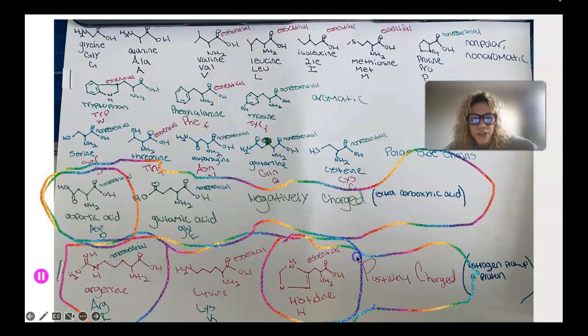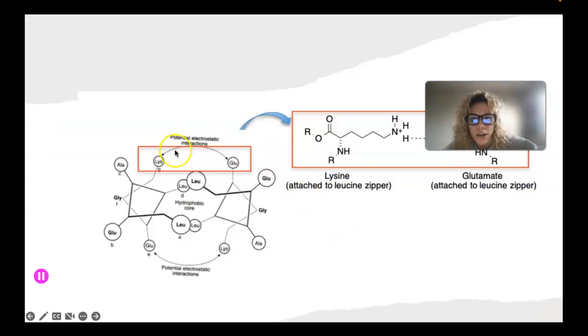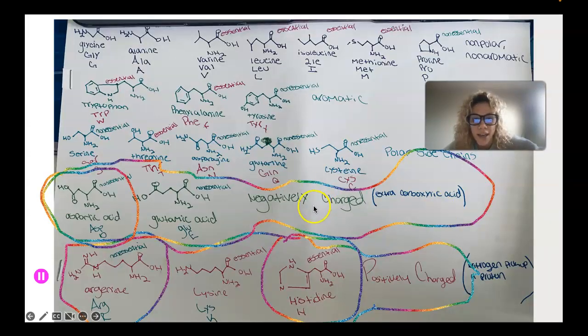And if we go back to the image here, that's where you have that potential electrostatic interaction due to the fact that there is a negatively charged amino acid and a positively charged amino acid. Keep in mind that the negatively charged one has an extra carboxylic acid, and in the positively charged one, the nitrogen picks up an extra proton, which adds that positive charge to it.